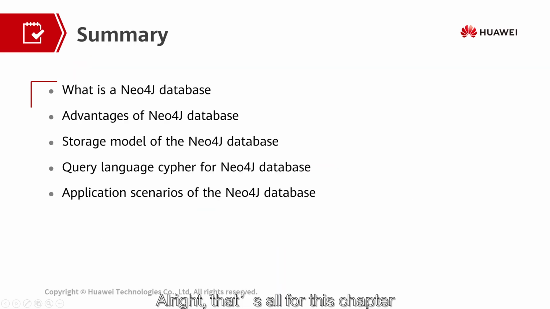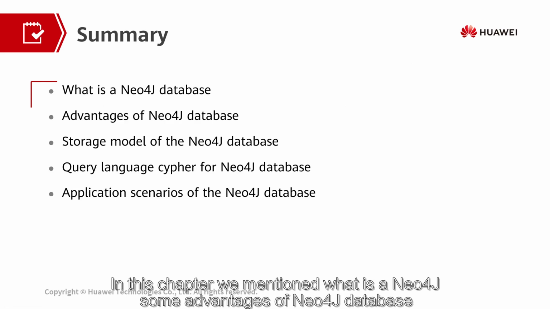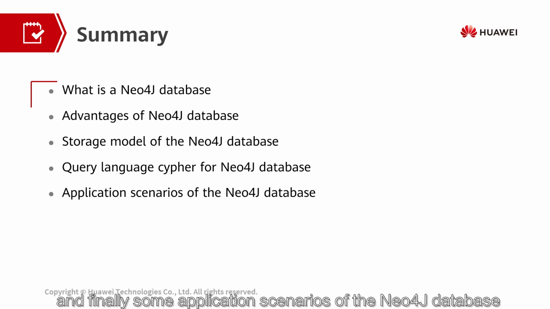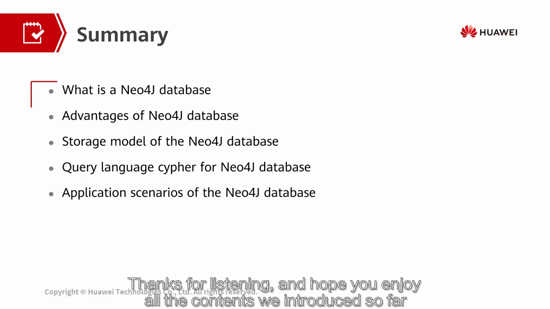Alright, that's all for this chapter. In this chapter, we mentioned what is a Neo4j, some advantages of Neo4j database, the storage model of the Neo4j database, a little bit about the query language Cypher for Neo4j database, and finally, some application scenarios of the Neo4j database.